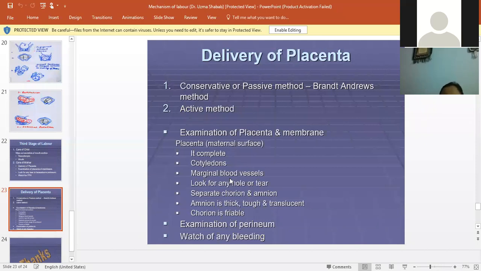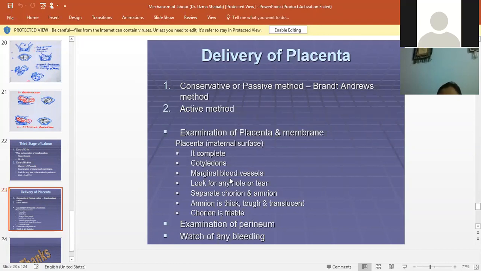This is known as the active method of delivery of the placenta. Sometimes when there is no comorbidity present, the patient wants the passive method. In the passive method we do not give any uterotonic drug or anything, but this leads to excessive bleeding. So normally we perform active management of the third stage of labor in order to deliver the placenta.